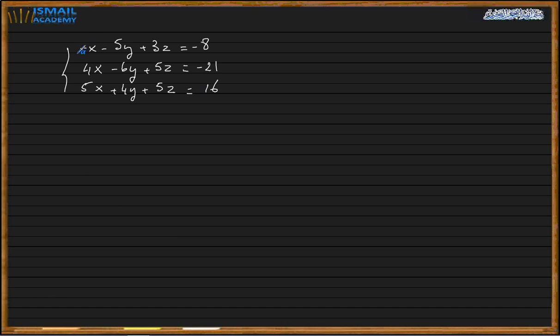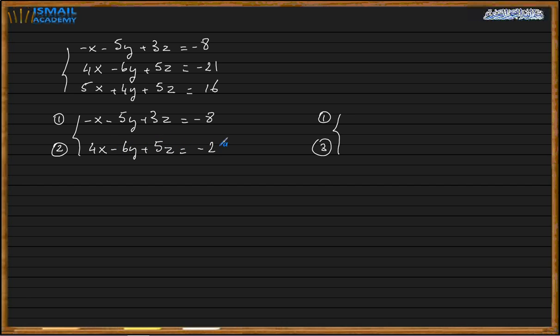I see that the coefficient of x in the first equation is 1, so I'm going to choose the combinations 1, 2 and 1, 3, because at the end I will multiply only the first one by 4 and 5, so I don't need to look for the LCM. So my combination will be 1 and 2, and 1 and 3. Minus x minus 5y plus 3z equal minus 8, and 4x minus 6y plus 5z equal minus 21. And again minus x minus 5y plus 3z equal minus 8, and 5x plus 4y plus 5z equal 16.